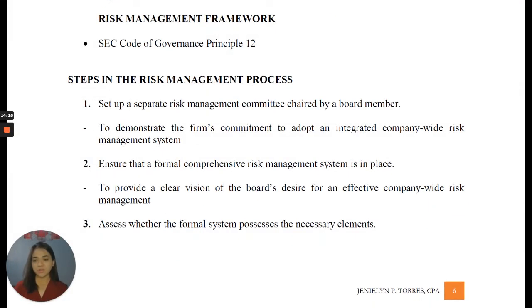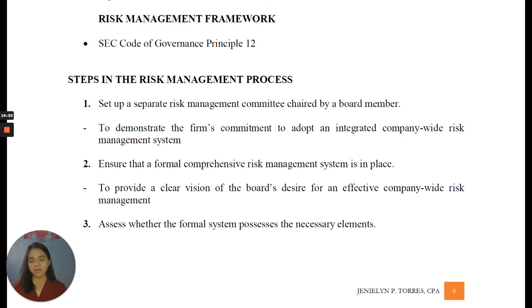Lastly, the steps in the risk management process. First, set up a separate risk management committee chaired by a board member. So that is to demonstrate the firm's commitment to adopt an integrated company-wide risk management system. Second, ensure that a formal comprehensive risk management system is in place. That is to provide a clear vision of the board's desire for an effective company-wide risk management.